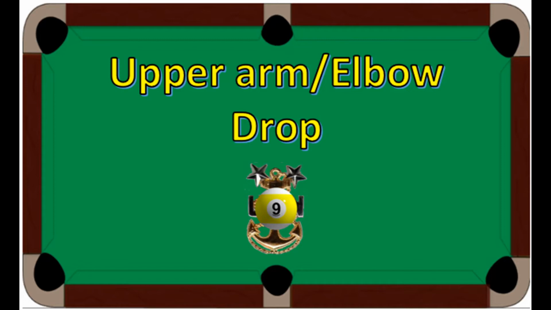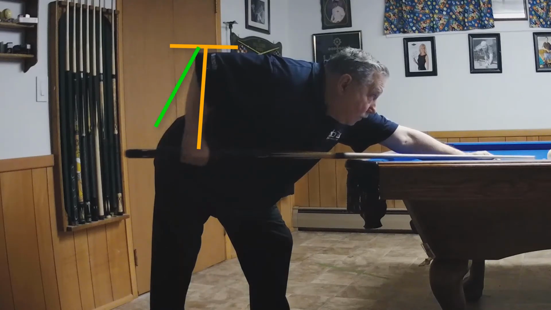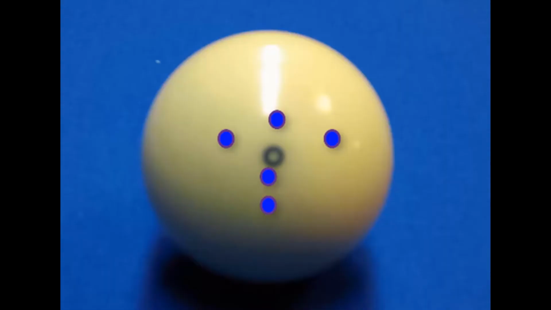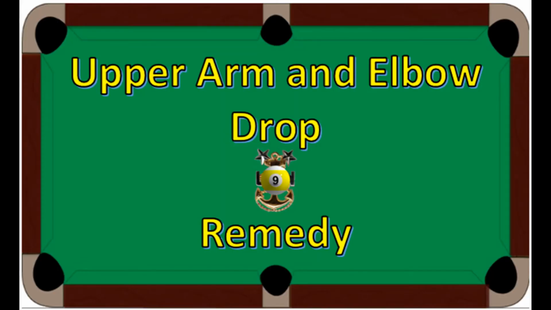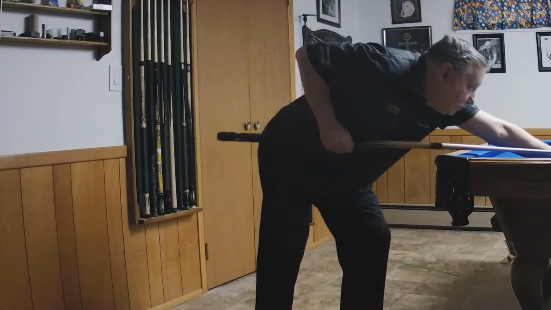And 3. You can drop your upper arm and elbow, pushing the cue ball. This motion can introduce shoulder rotation, taking the cue off the shot line, or can raise the tip, resulting in missing the contact point on the cue ball. There are primarily 2 reasons for dropping the upper arm and elbow during the final stroke.